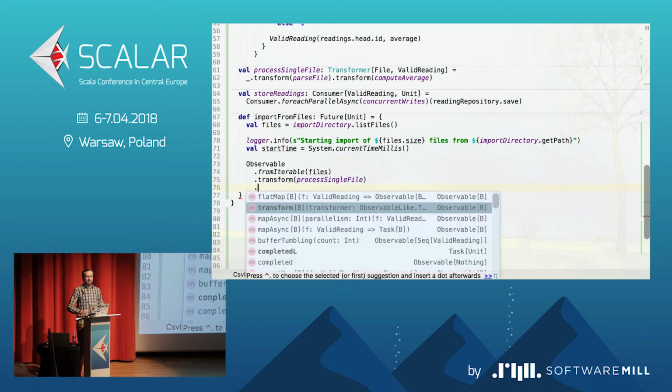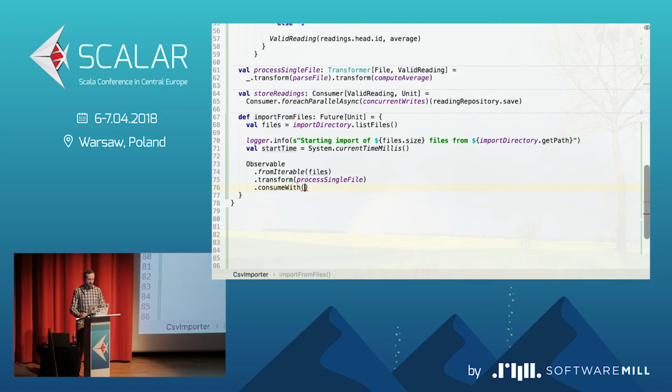So we have the source, we have connected the intermediate transformer. Now we need to connect the consumer. There is a consume with method that takes the consumer, the store readings one. And now this is the entire pipeline. We combine the building blocks into a single pipeline.